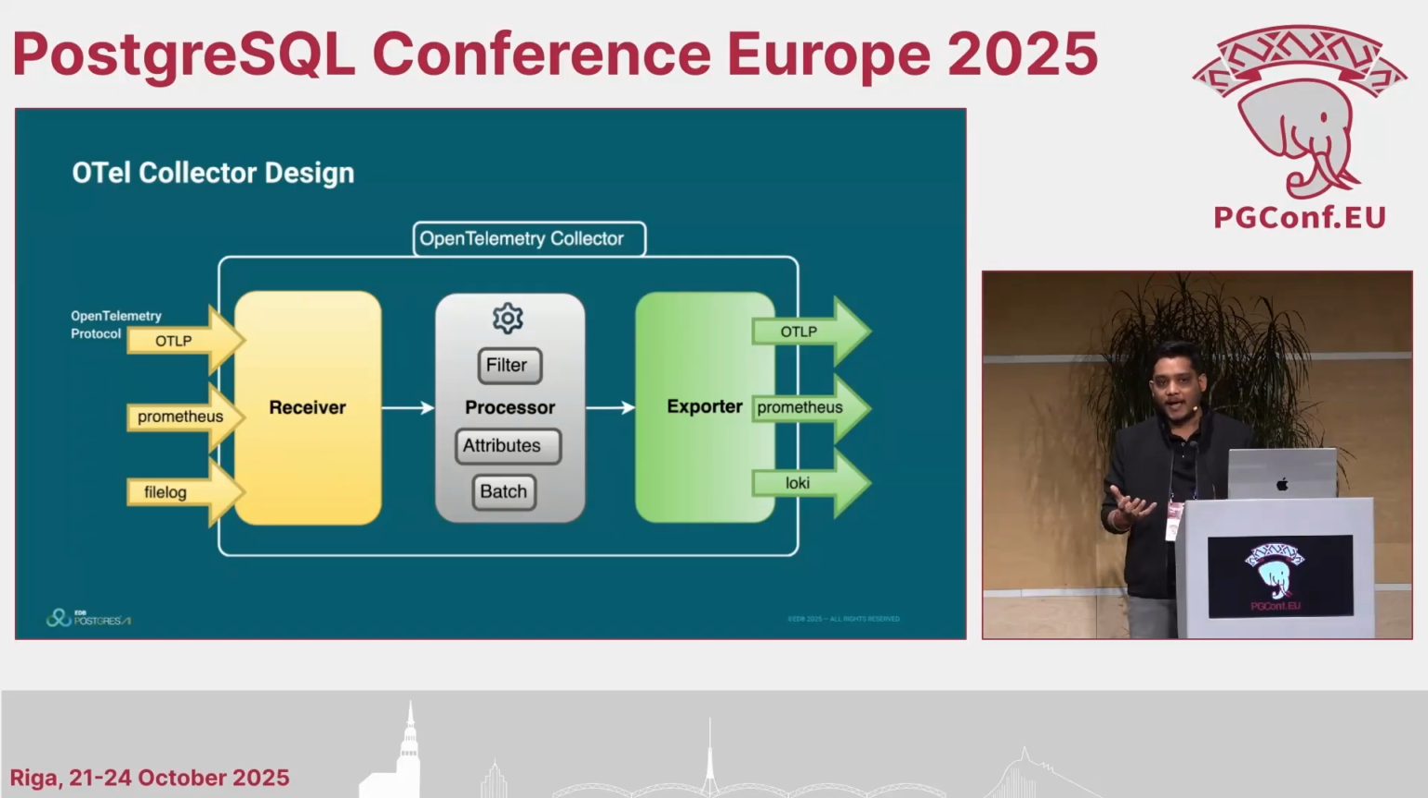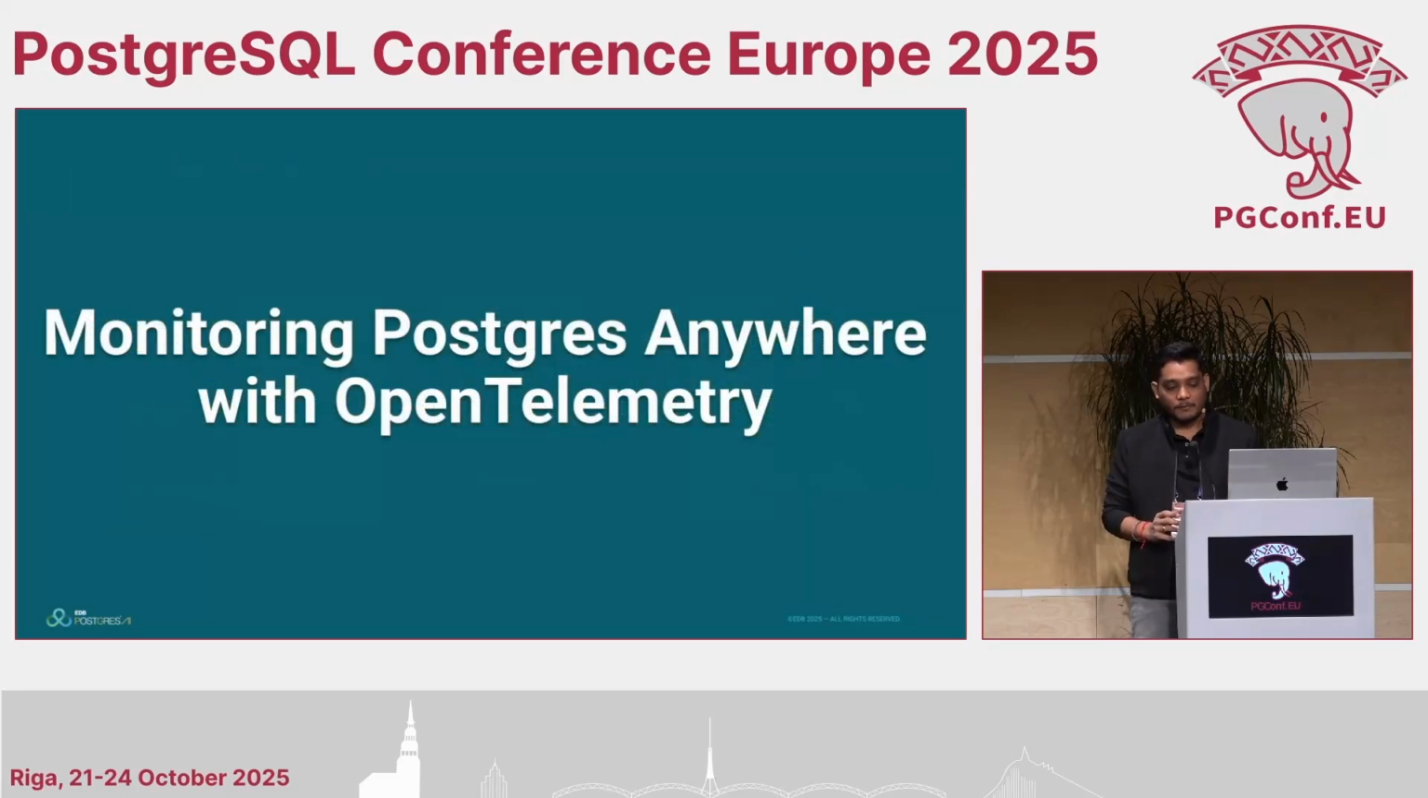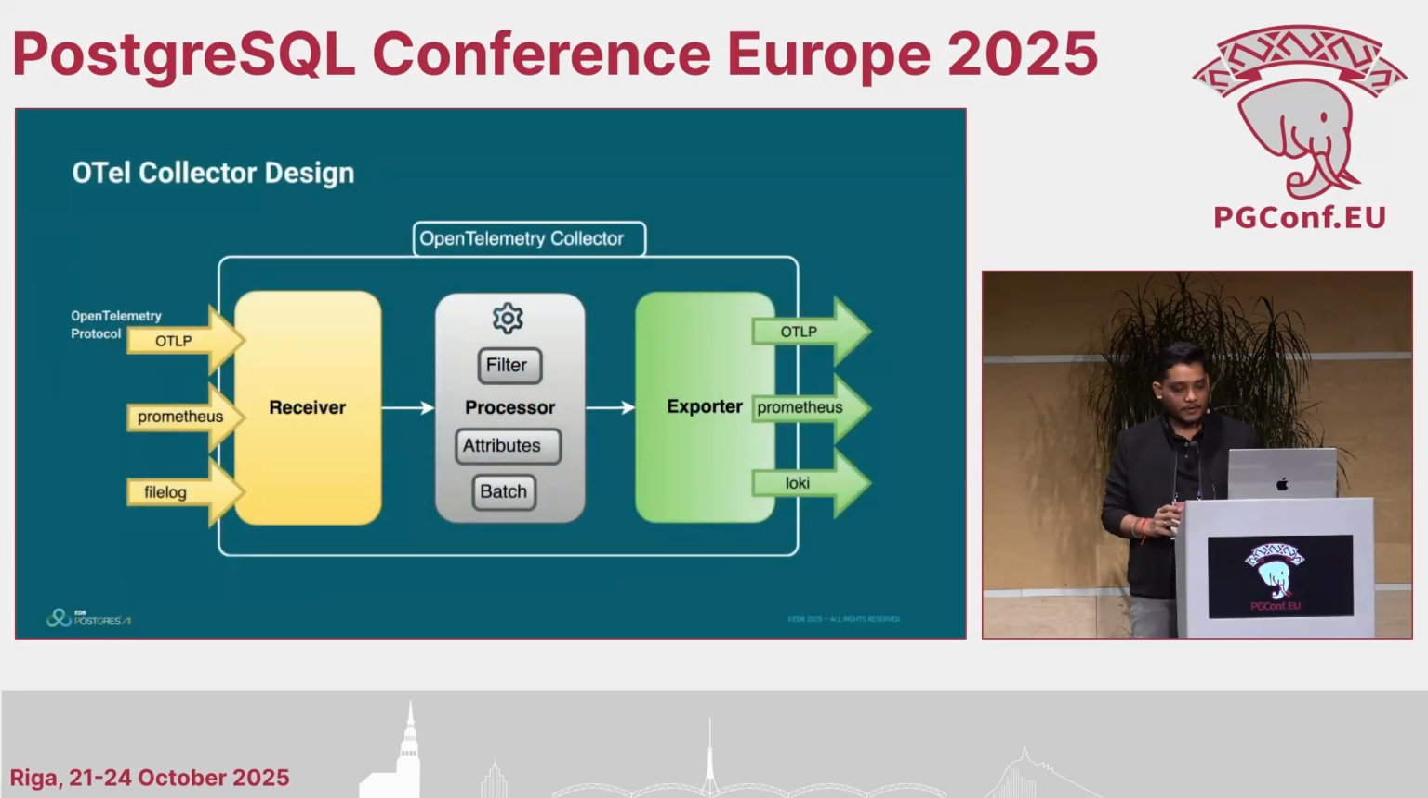By exporting the data, I mean we can connect it to any kind of observability backend like Prometheus, Loki, or you can write your own backend which will be able to understand the OTLP format. So this is the format which we use.